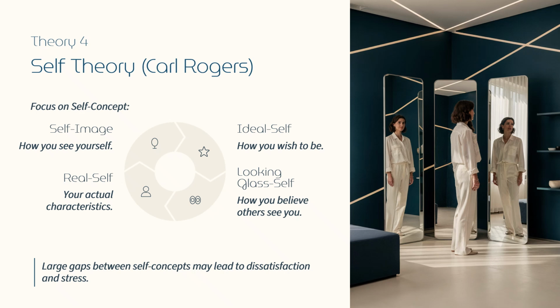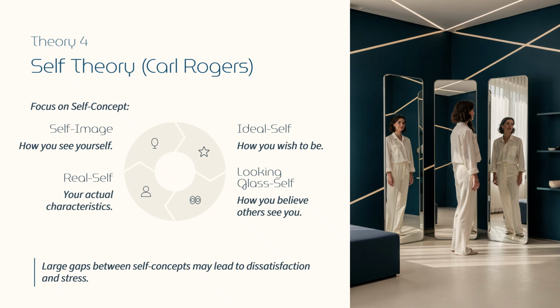The final theory we will discuss is self theory, often associated with Carl Rogers. This is a Gestalt approach, meaning it looks at the person as a whole interrelated system. Self theory focuses on the self concept, the organized set of perceptions we have about ourselves. There are four key components to this self image. First, self image. This is how we see ourselves. It is your identity based on your beliefs about who you are.